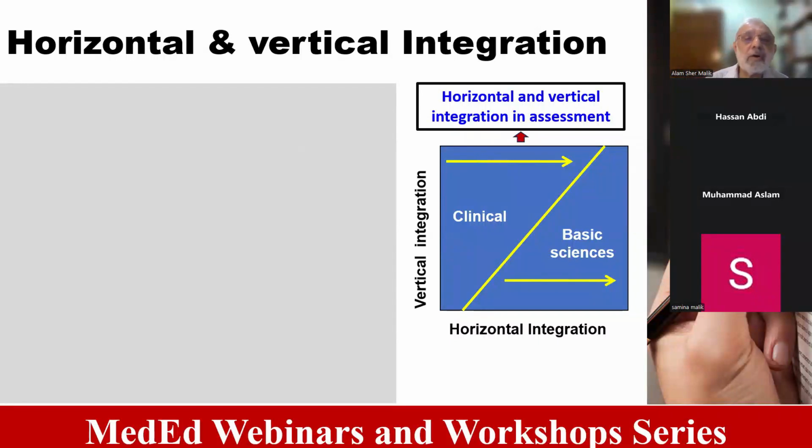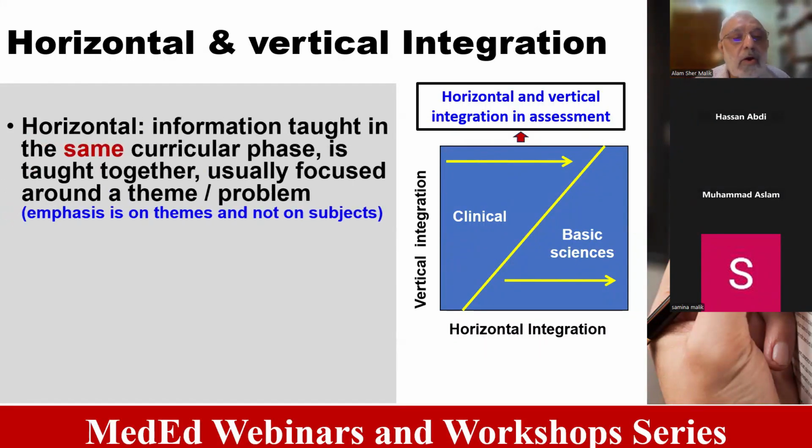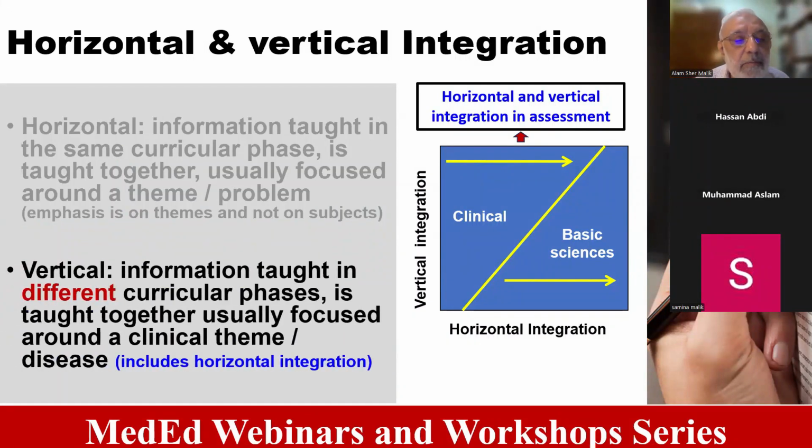Looking at horizontal and vertical integration: horizontal means information taught in the same curricular phase is taught together, usually focused around a theme or a problem. It means the integration between the basic sciences in the preclinical phase, or integration between the clinical sciences in the clinical phase, but not between basic and clinical sciences. So this is the horizontal integration. Whereas vertical integration is information taught in different curricular phases, phase 1 or phase 2, preclinical and clinical, and it is taught together, usually focused around a clinical theme or disease.